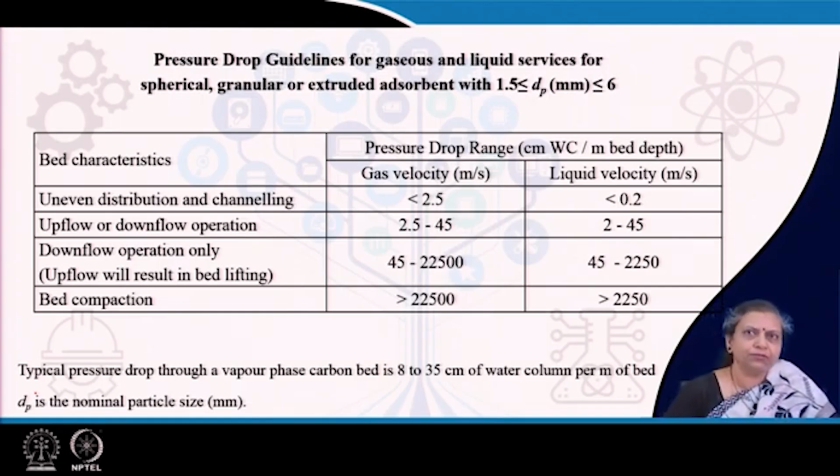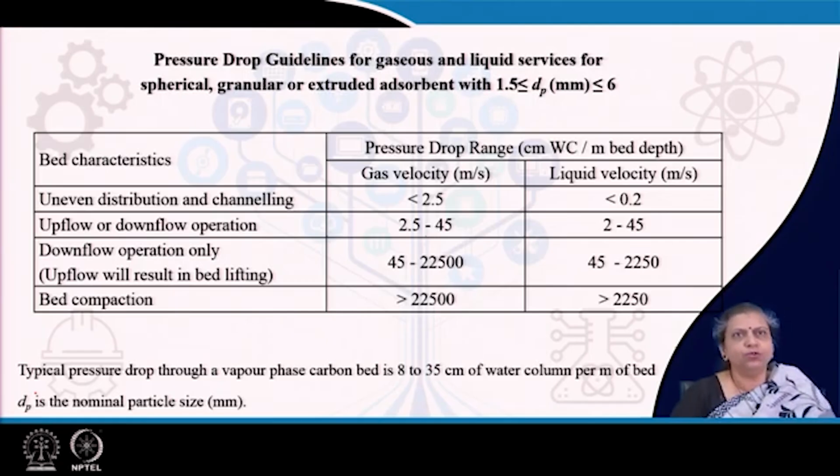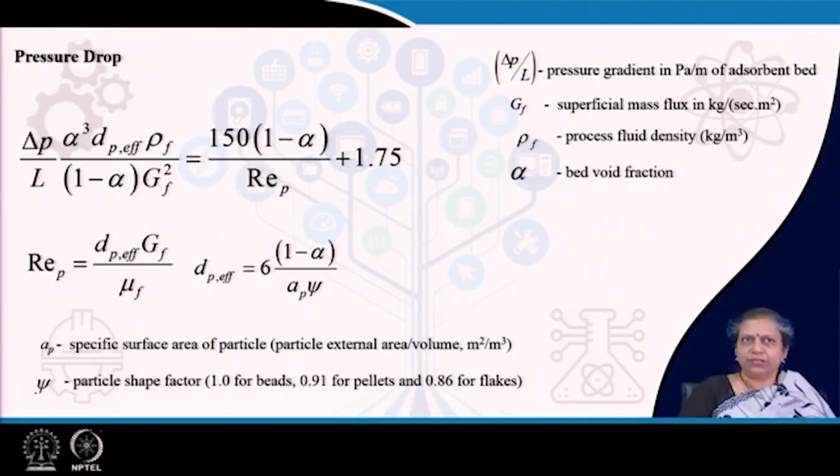So, what do we do? We first find out the pressure drop, then we see whether it falls within the ranges which have been specified here. How do you find out pressure drop? This is basically flow through a packed bed. You would recall that in your fluid flow classes, you have studied that for estimating the pressure drop through a packed bed, we use the Ergun equation. So, in this particular case also we use the Ergun equation.